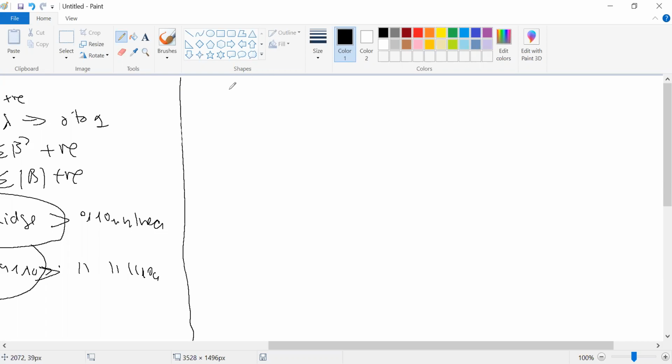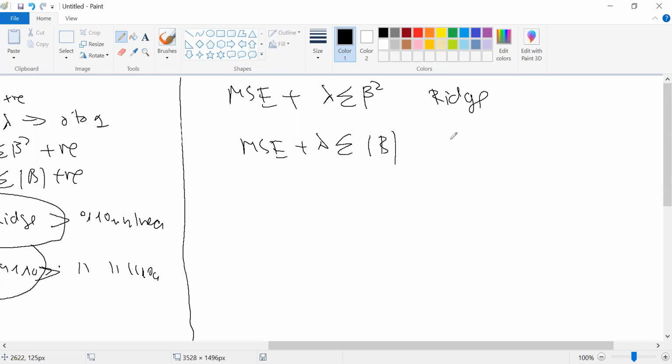So, MSE plus lambda summation beta square. This is in your Ridge, and MSE plus lambda summation mod beta is in your Lasso. Lambda summation beta square is known as your penalty function. Penalty पता है? Fine लगाना. It is a penalty in your Ridge.